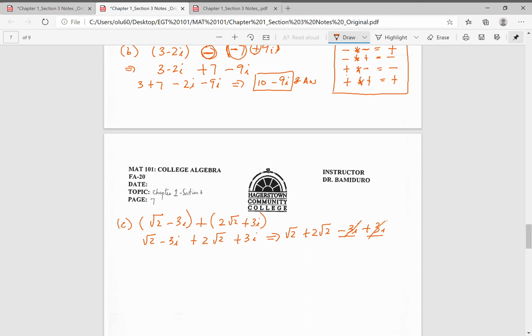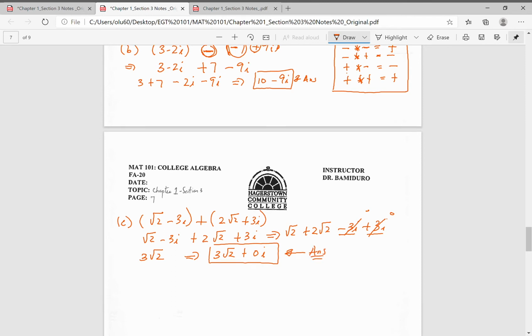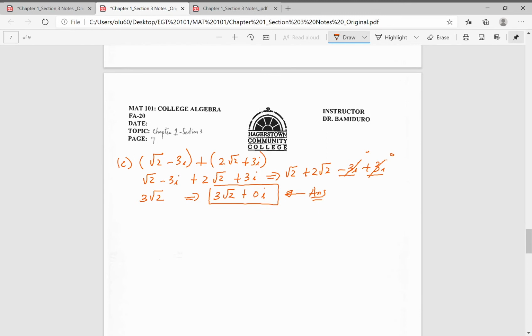These can go to 0. Right? They cancel each other out, so we're left with only 3 root 2. And in your answer, you want to put 3 root 2 plus 0i. Okay? And that's your answer. Let's look at another problem.